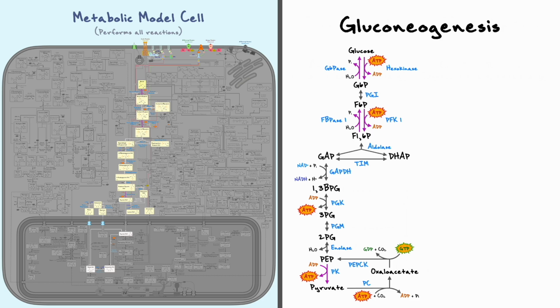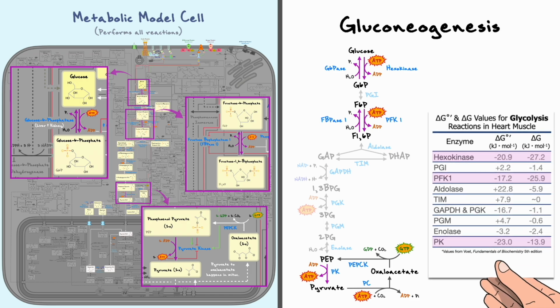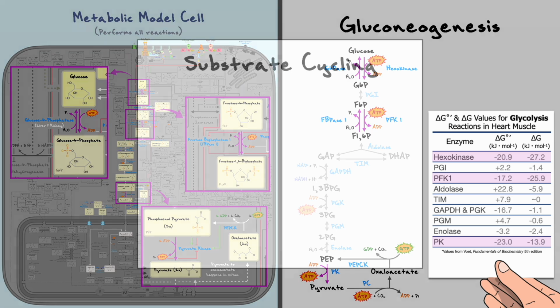Now, the reason why I say gluconeogenesis is essentially glycolysis in reverse is because when we consider the reactions of this pathway, you can see that it shares most of the steps of glycolysis, with the exception of a few that are highlighted here and on the map. To understand why some of the steps differ, we need to consider back the thermodynamics of glycolysis and discuss a concept known as substrate cycling.